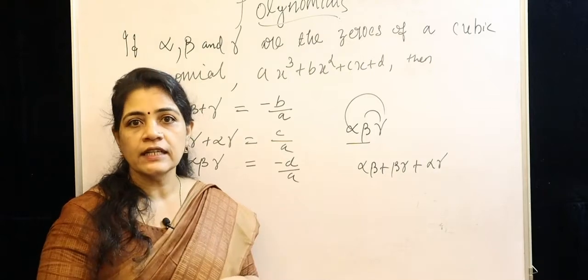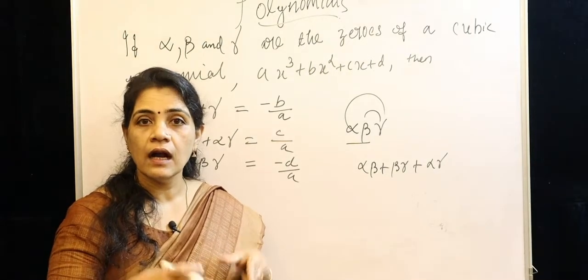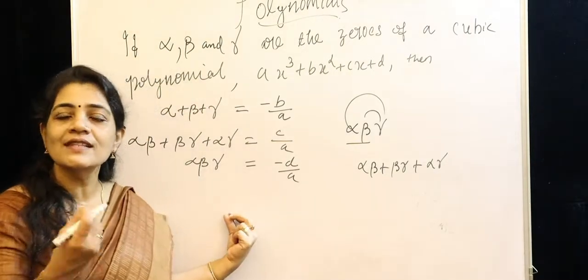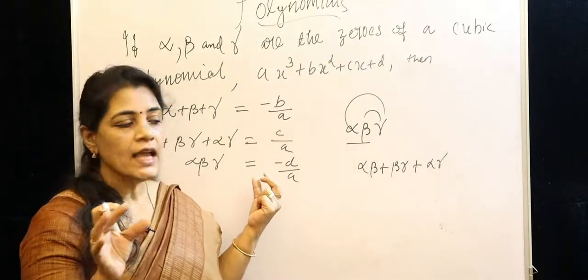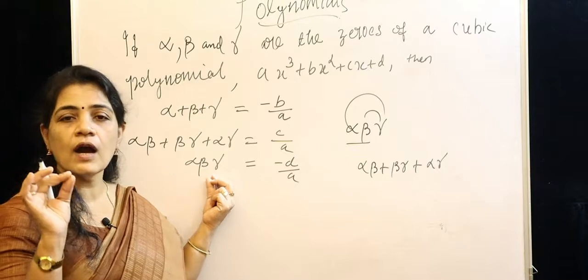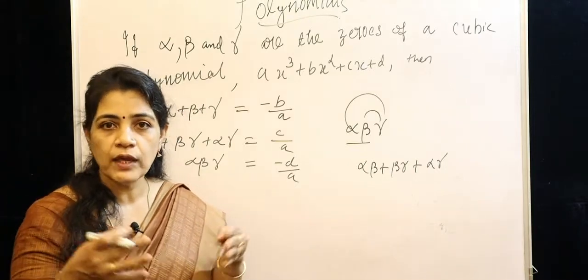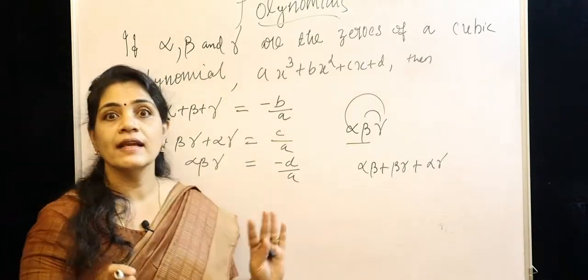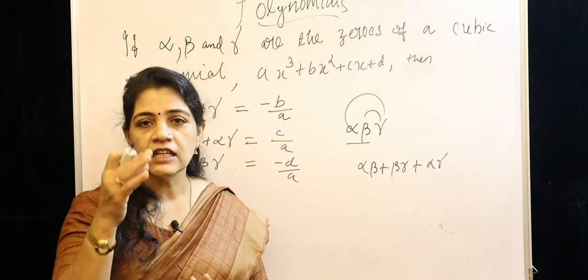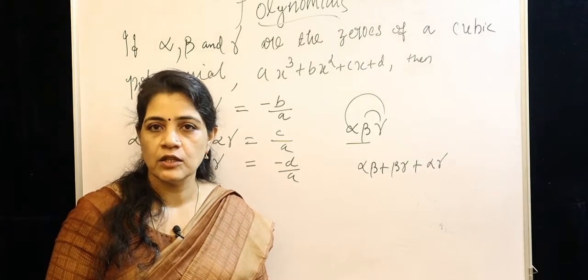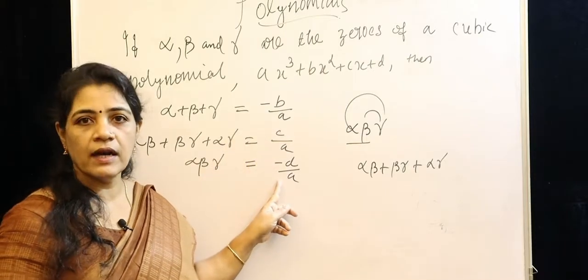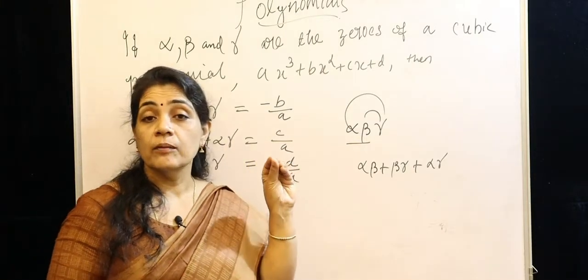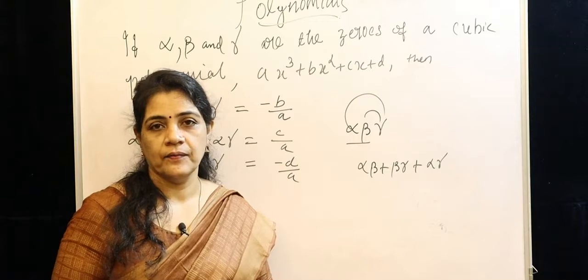And for the constant term, that is alpha, beta, gamma, what is that? Product of the 3 zeros. In case of quadratic, it is alpha, beta only. Here it is 3 zeros, so alpha, beta, gamma, and the product is equal to minus d by a. Constant term divided by coefficient of x cube. See children, here minus, here plus, and here minus, that is alternate plus and minus sign.